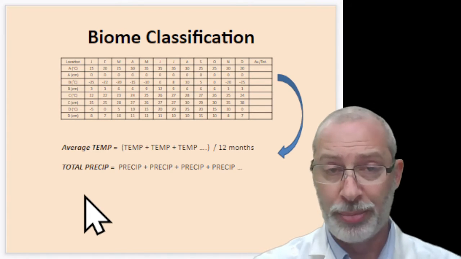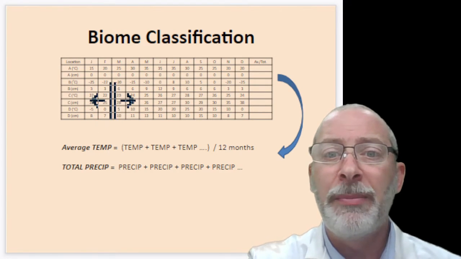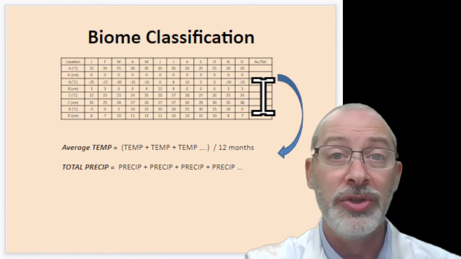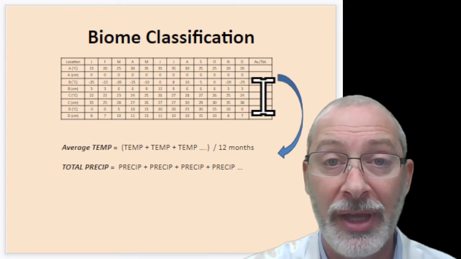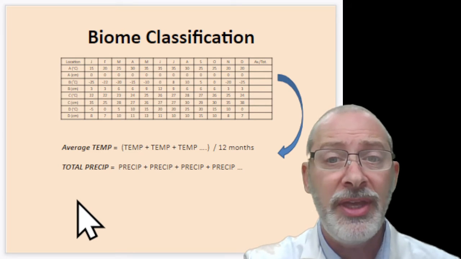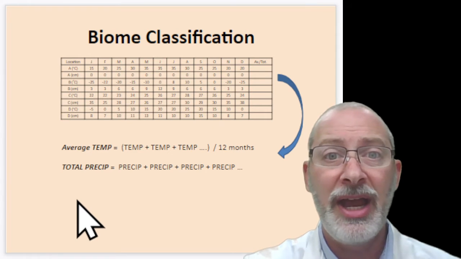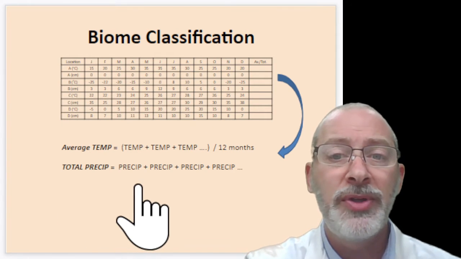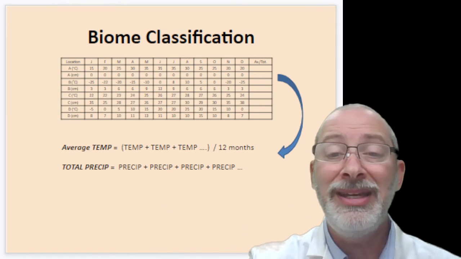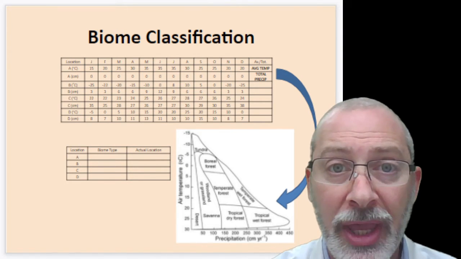For the total precipitation, all you have to do is add up all of the precipitation numbers for the 12 months and hit equals, and that's your answer at the end of the last column there, at the end of the row. So you're going to be calculating two things. The average temperature is adding all of the temperatures and dividing by 12, and the total precipitation, you're just adding those numbers together. That's going to give you two numbers for each location.